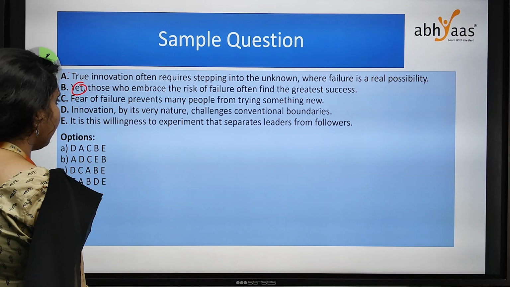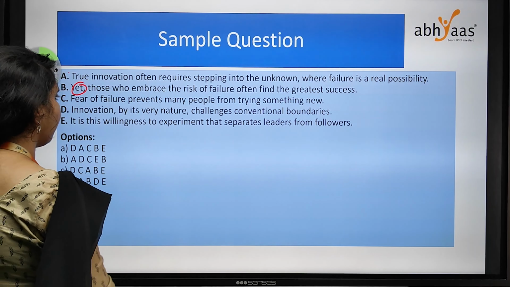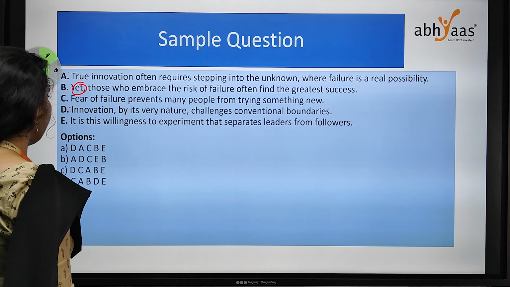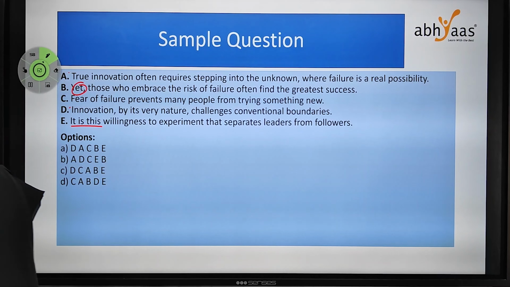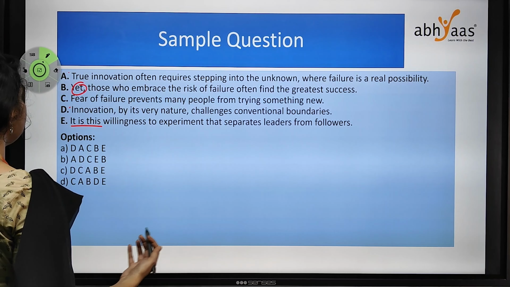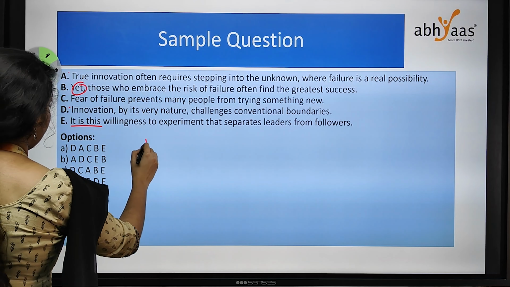Innovation by its very nature challenges conventional boundaries. Even this looks like a starting sentence. It is this willingness... yeah, this can't be a starting sentence. So we have D and A. Let's try to pick one and build on that. Let's try to pick D and C.